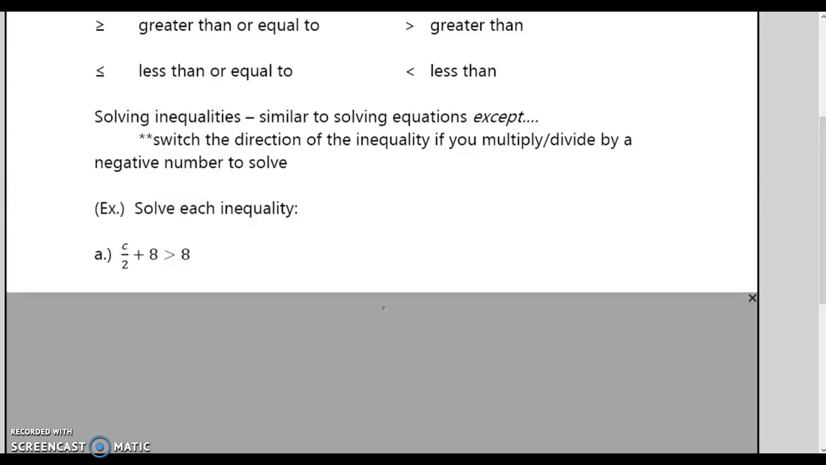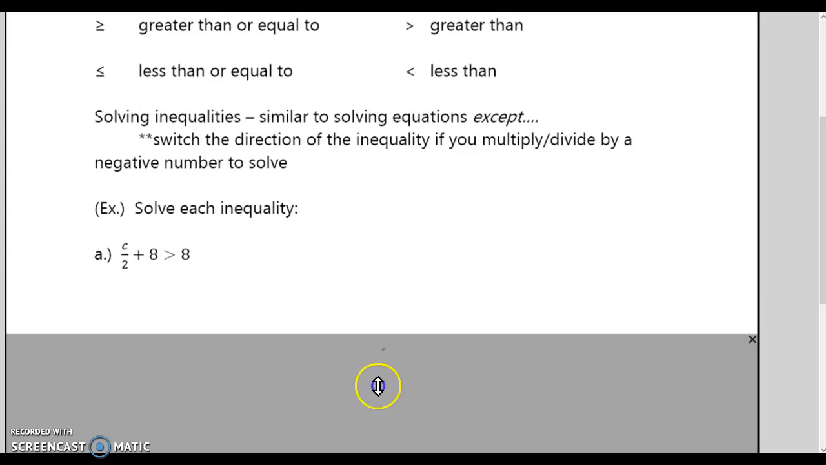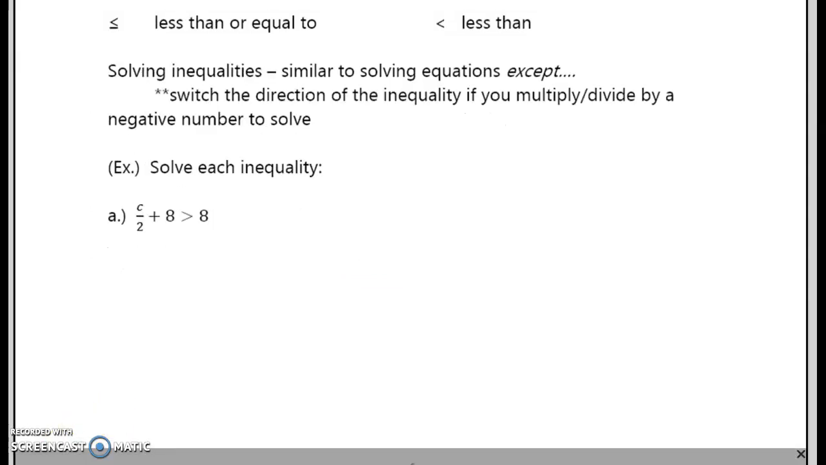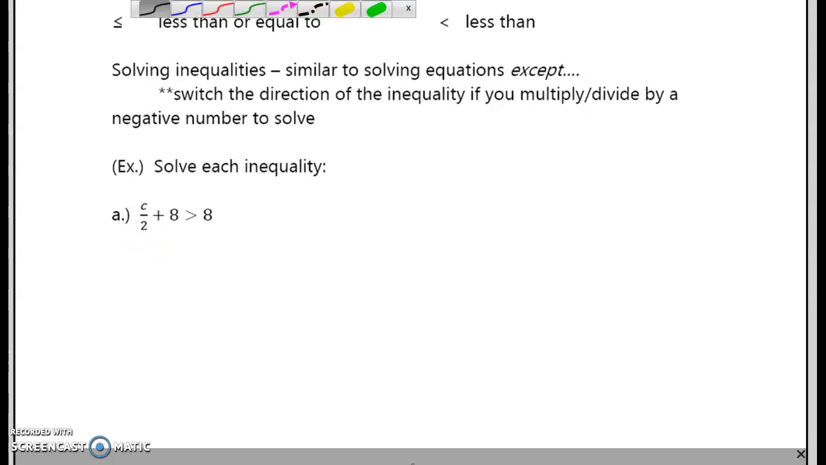Okay, let's look at a couple of problems where we want to solve the inequality. There's your first one, and we'll get that written down and I'll work that through with you. Okay, so the first step is we're going to treat this just like an equal sign, this inequality. And I have c divided by 2 plus 8. So I need to get rid of that 8 first. And the opposite or inverse of adding would be subtracting. So I'm going to subtract 8 from both sides.